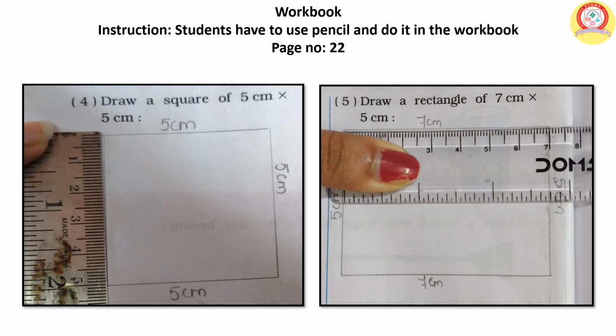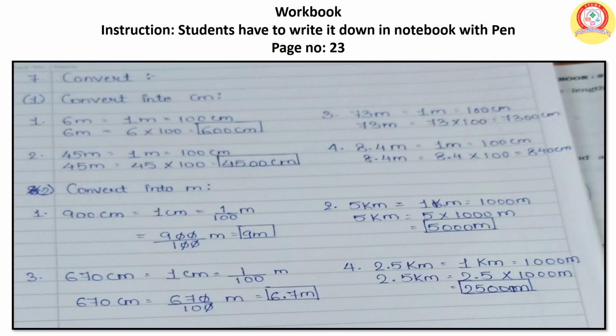Okay, now let's move to the fifth one. Draw a rectangle of 7 centimeter into 5 centimeter. So children, take a ruler and draw the rectangle. One pair of opposite sides is 7 centimeter and the other pair of opposite sides is 5 centimeter. Students have to write down this question in the notebook with pen.